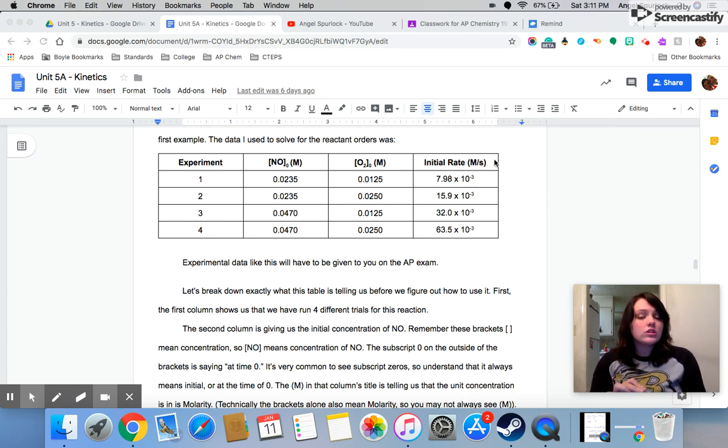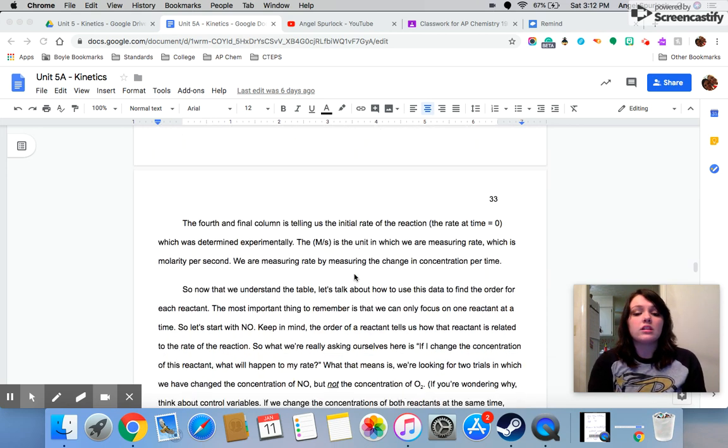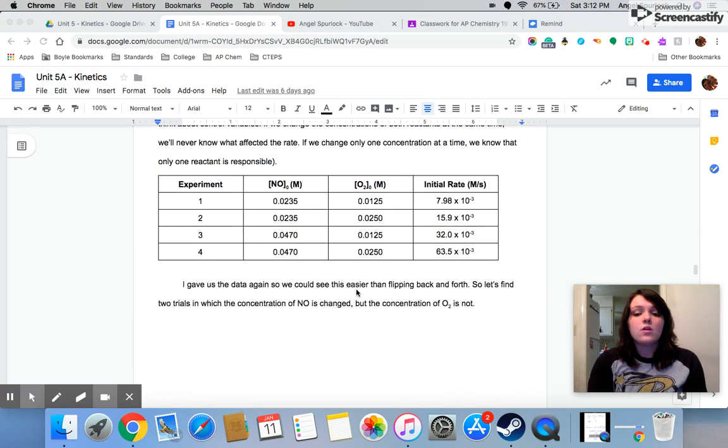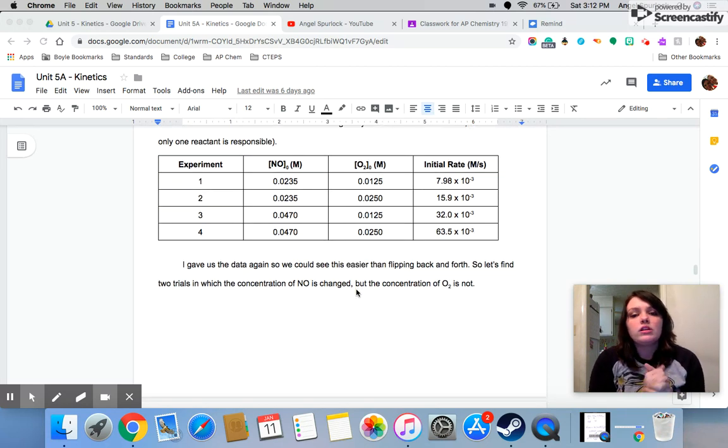We're going to want to pay special attention to that unit, because if we need to work with units later on, we need to know that we were working with seconds. We can always assume that we're working with molarity unless told otherwise, but the time is going to be different. So in this case, we know it's molarity per second. Now that we know what each of these columns is telling us, we can look at how we use this information to solve for the order of a reaction. So I put the data down here again so that we could read all of that and then see it again.